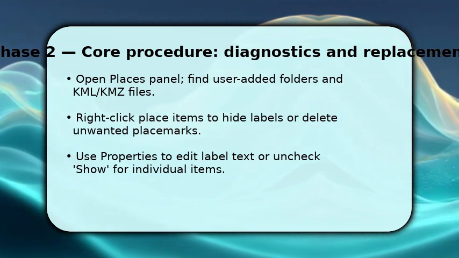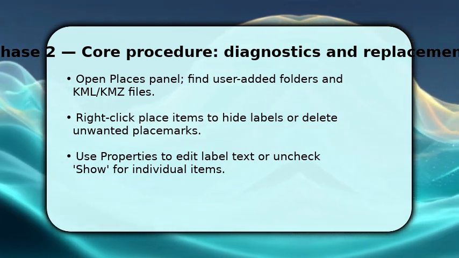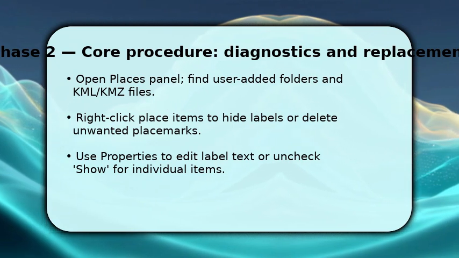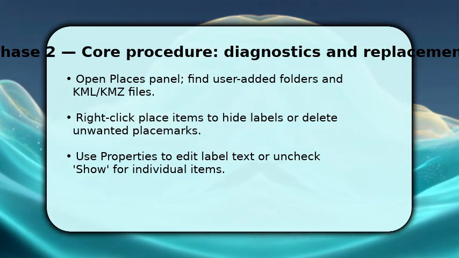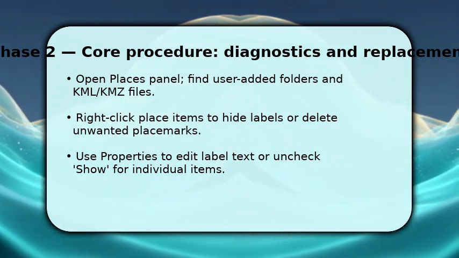Uncheck Show to keep data, but hide the label. Once done, refresh the view by toggling visibility of the parent folder to ensure no stray labels persist.